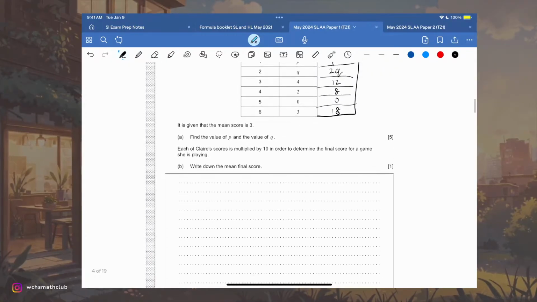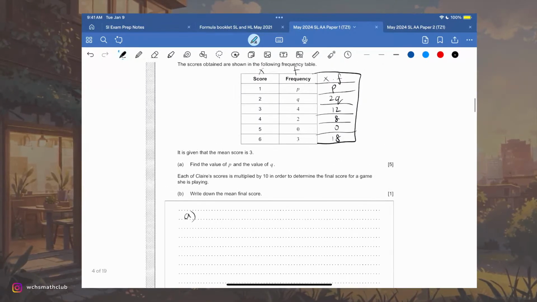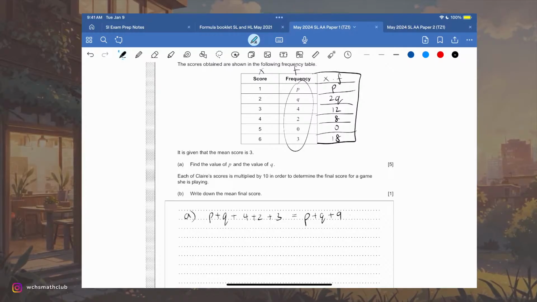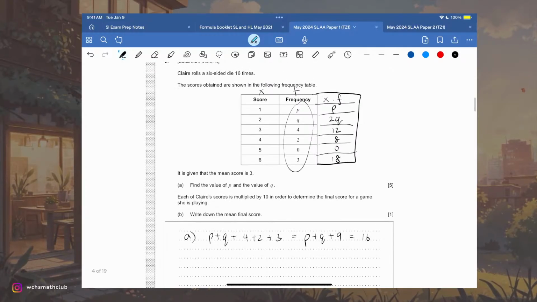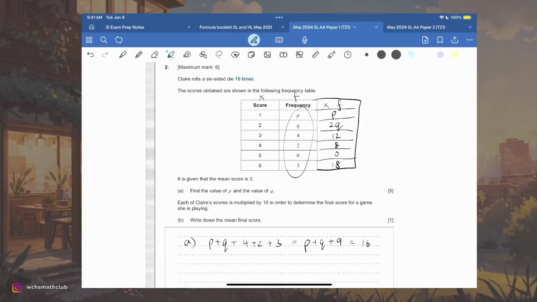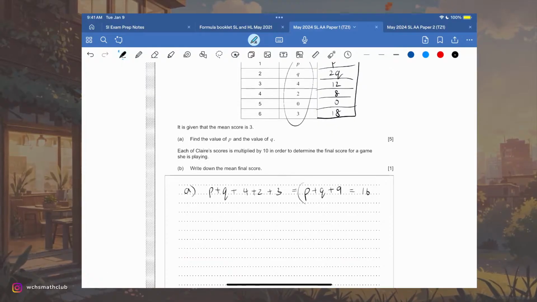Okay, so let's move on to the actual stuff. For part A, the total frequency, we just add all of these up. This equals p plus q plus 4 plus 2 plus 3, which equals p plus q plus 9, and it is given that it equals 16 because this die is rolled 16 times. So that's our first equation.